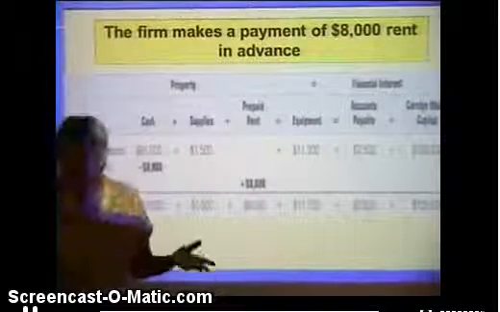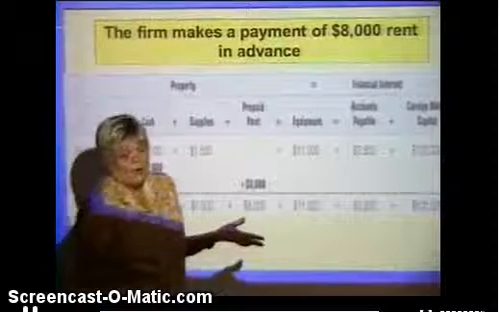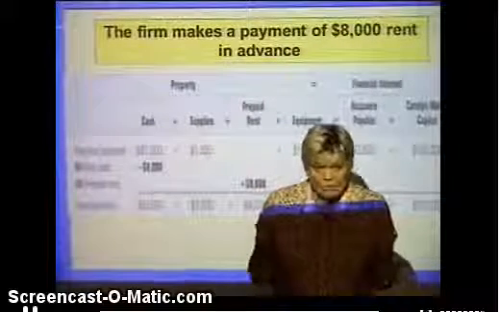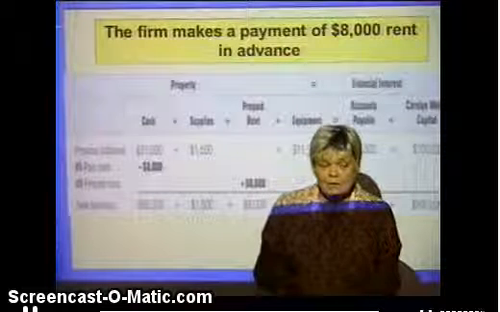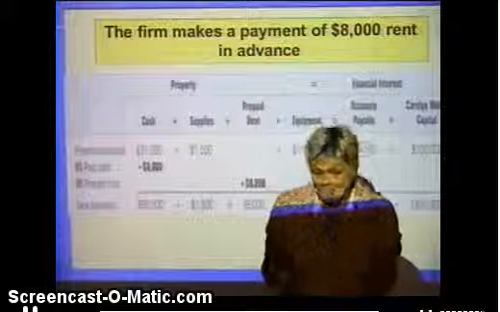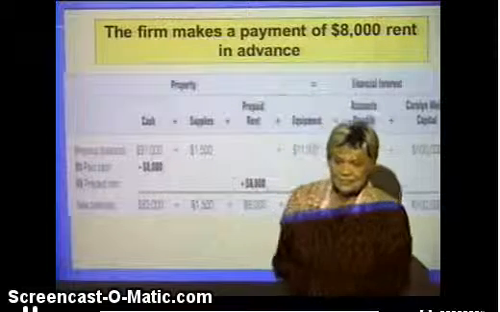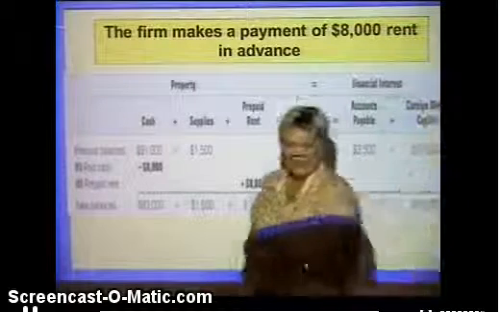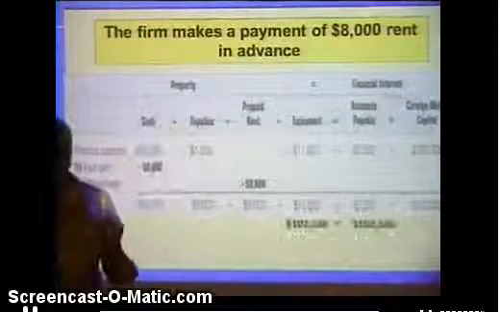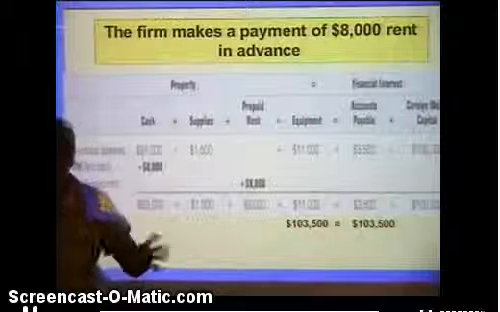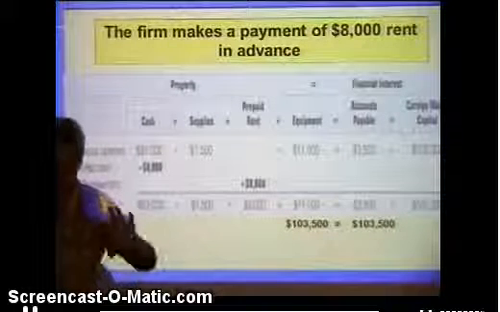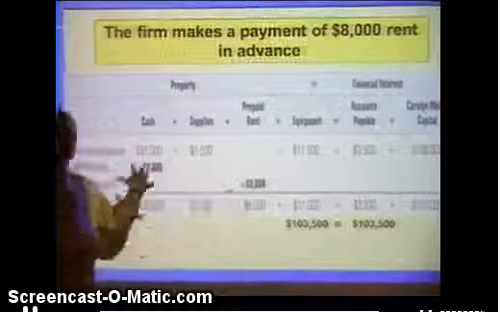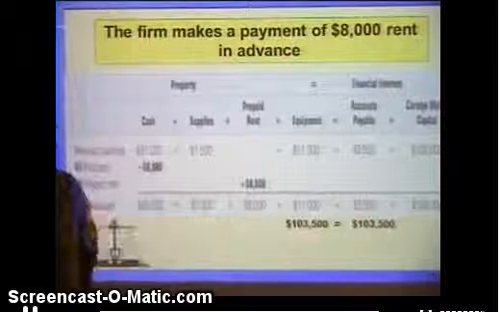For prepaid expenses, anything you prepay, you might prepay insurance, you might prepay advertising. If it's a prepaid expense and you haven't used it up, it's an asset till you use it. All right, let's keep going. We're staying in balance, right? We paid it, we set it up as an asset, and we took it out of cash, so we're still in balance.